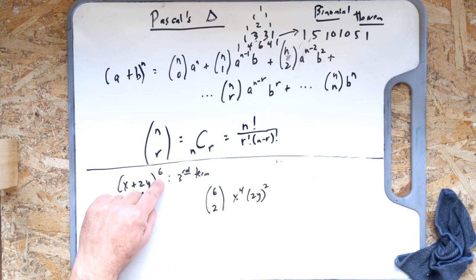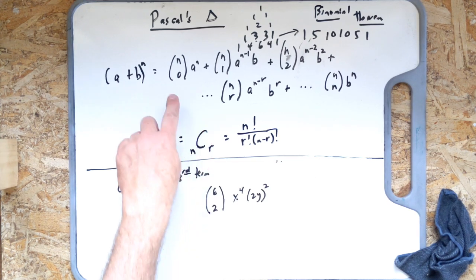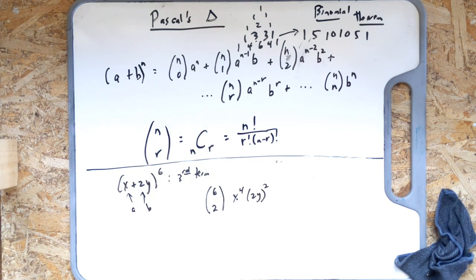I'm taking this, n is 6. I want the third term, which means r is 2. r is just whatever term you're looking for minus 1, because you start with 0. That gives me this term right here. Then I'm doing the third term.